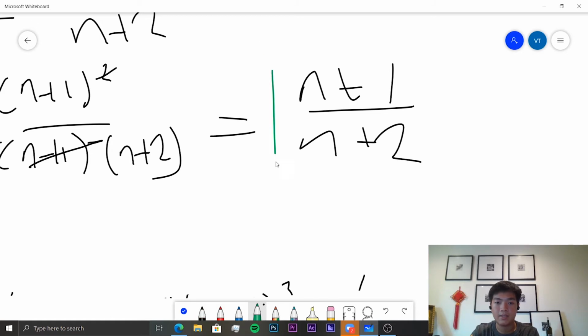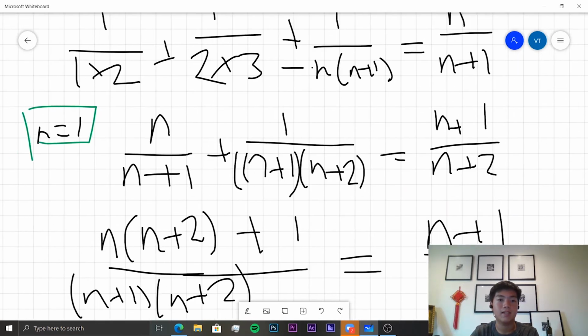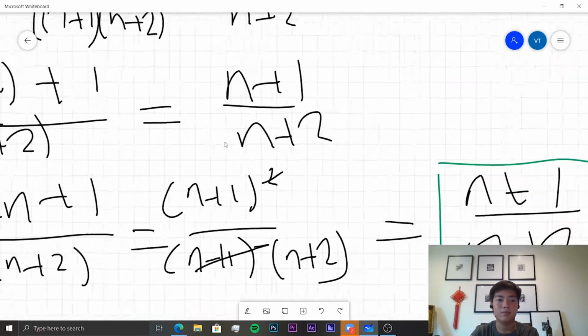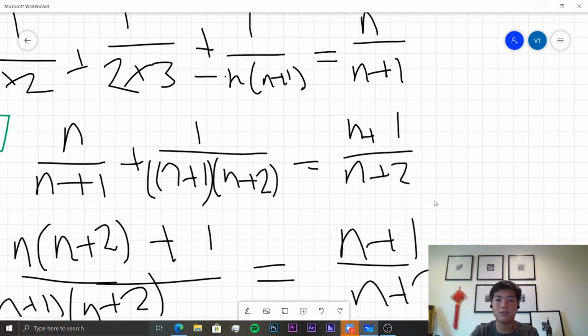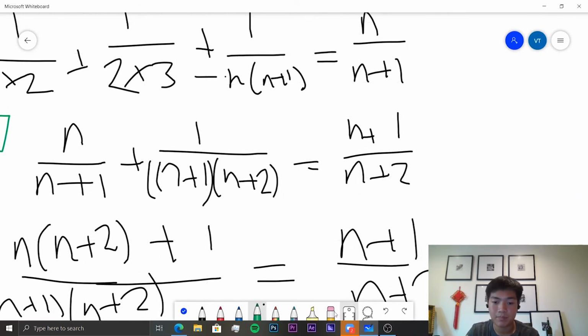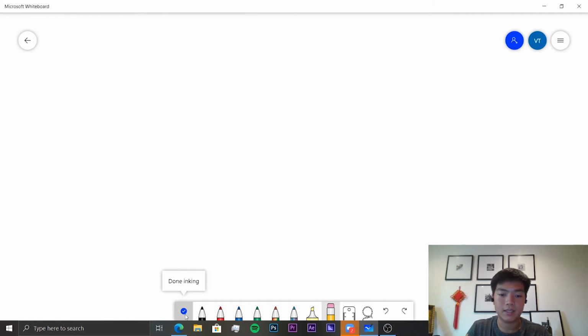And yeah, that's pretty much it. So, yeah, that's it for this problem. We've proved the basic step already. We've proved the inductive step. And so through mathematical induction, this statement should be true. Okay, let's move on to the next one.